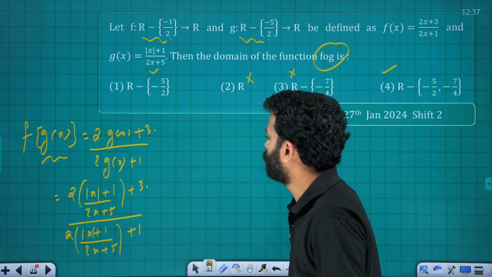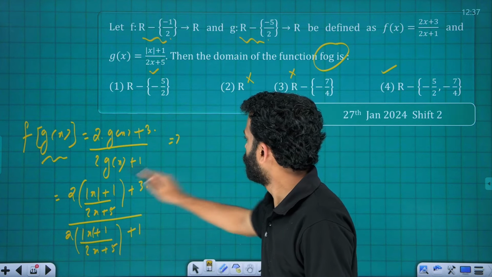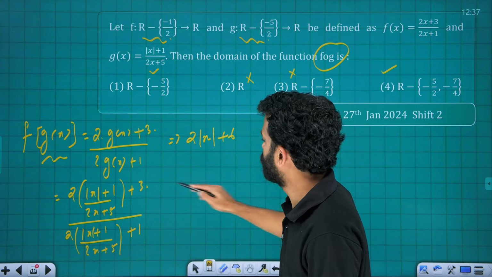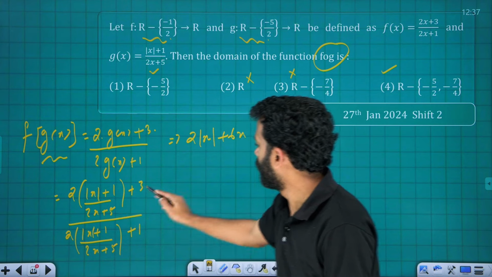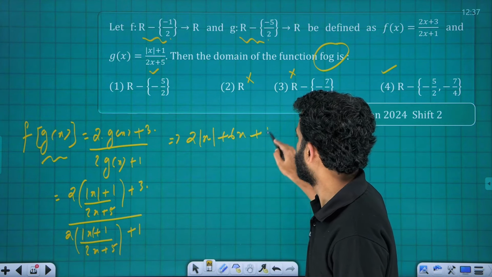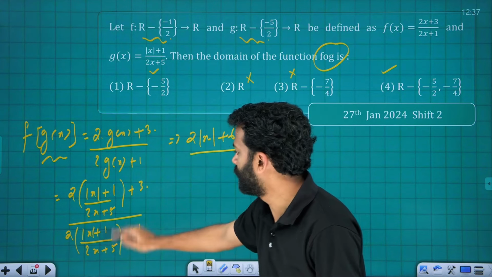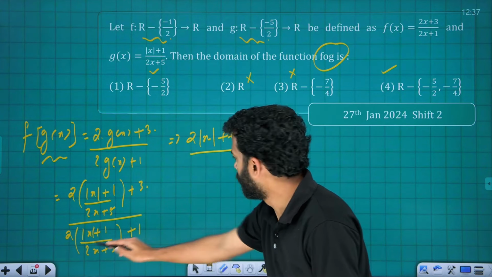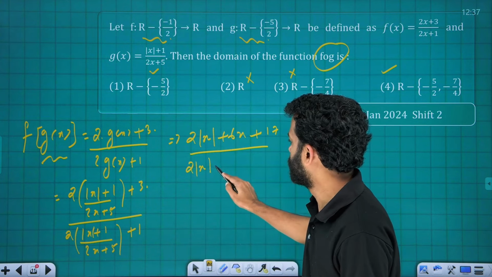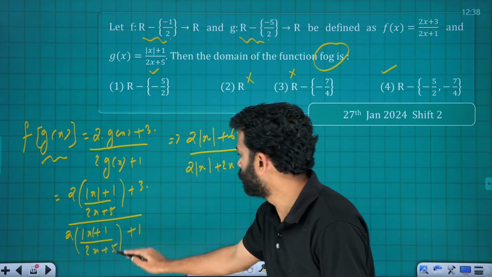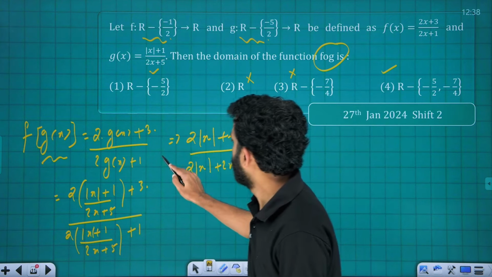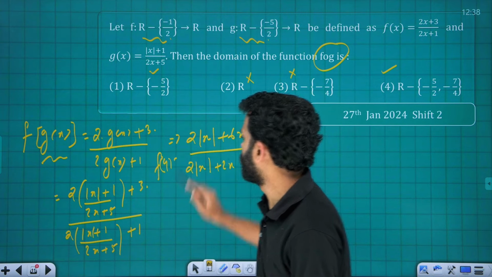After cross multiplication, it will be 2 times mod x plus 6 times x. 2 and 15, that is 17, right? That is plus 17 divided by, this will get cancelled here and here. Don't bother that. That is 2 times mod x plus 2 times x, 2 plus 5, that is 7. Okay, that is what f of g is.